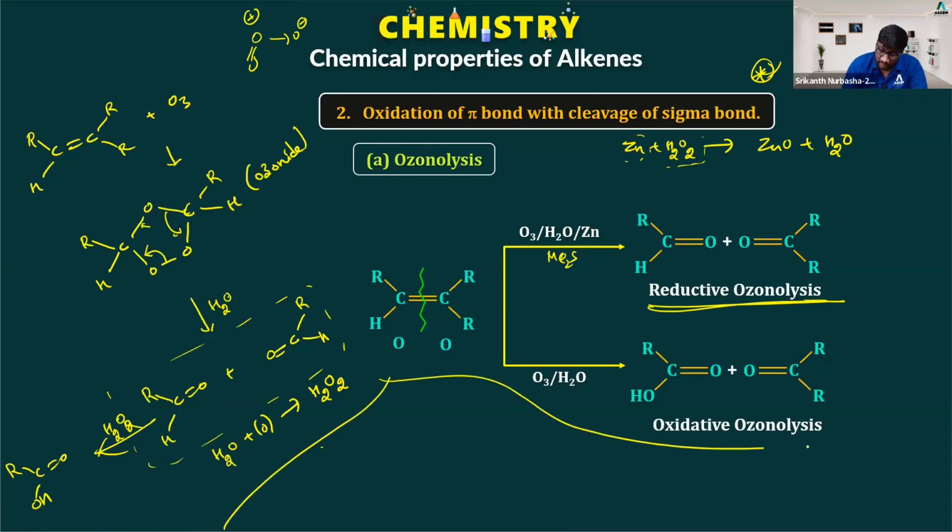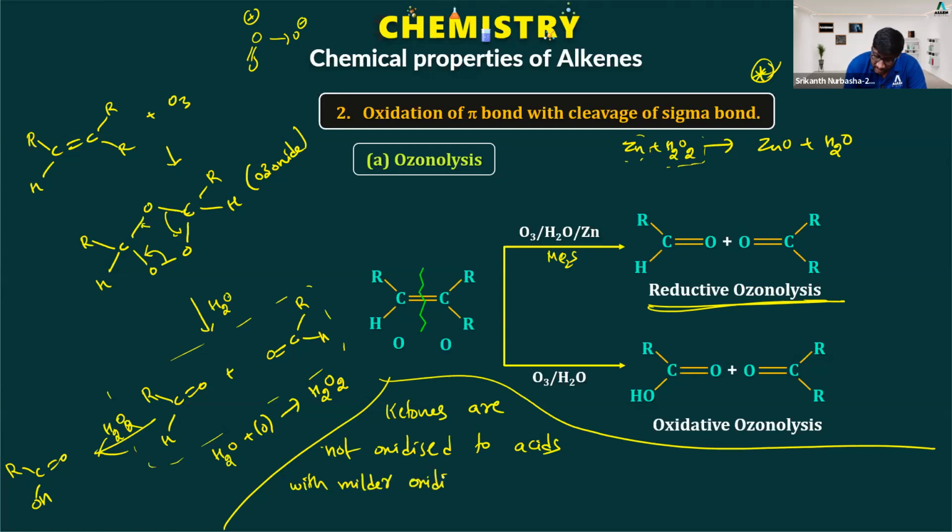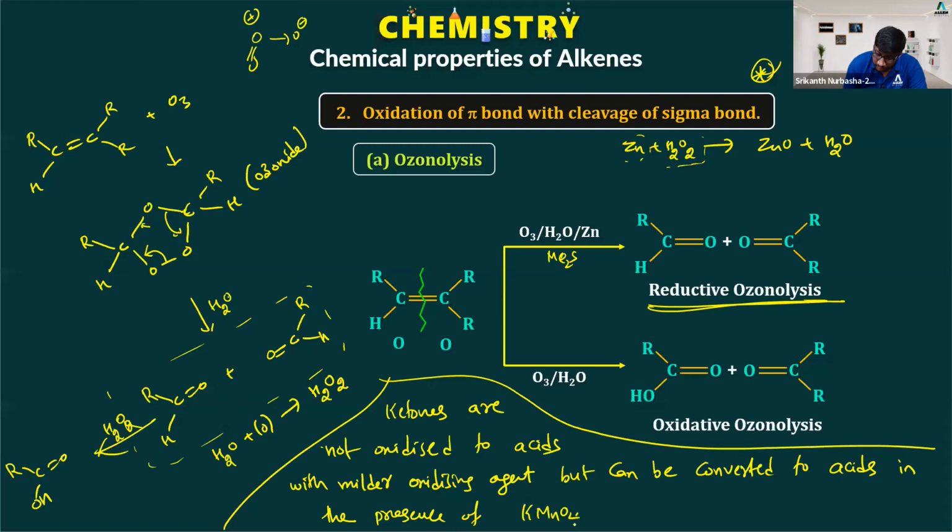Ketones are not oxidized to acids with milder oxidizing agents, but can be converted to acids in the presence of KMnO4 or K2Cr2O7. Anyone remember there is a rule which decides the oxidation of ketone? What is that rule called?